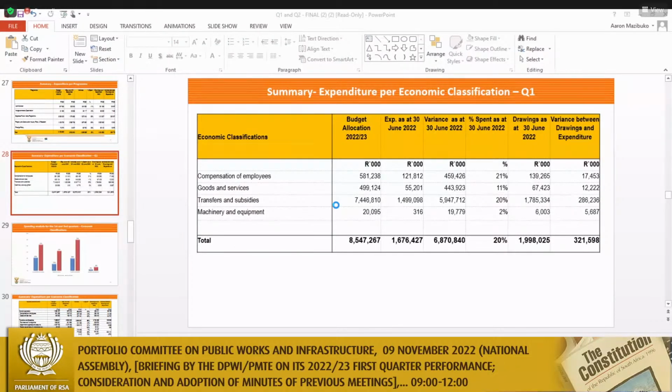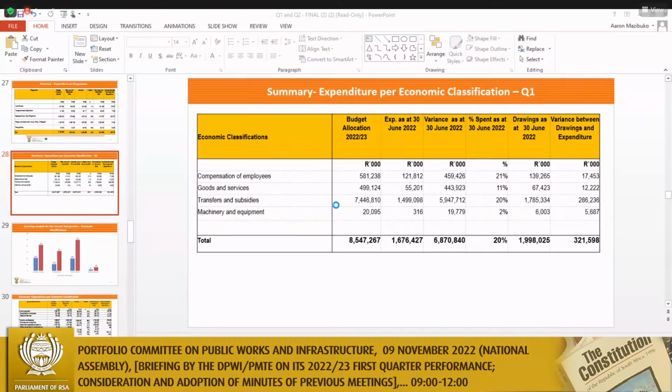under machinery and equipment. Now, the reason for the low spending under machinery and equipment, the bulk of the budget for machinery and equipment is linked to compensation of employees, where if the employees are recruited, then the computers and office furniture will be needed. Where the employees are appointed from internally, then it means the money will not be spent because those employees will continue utilizing the assets that are already allocated. As we move to the second quarter, we start seeing the improvement under machinery and equipment.